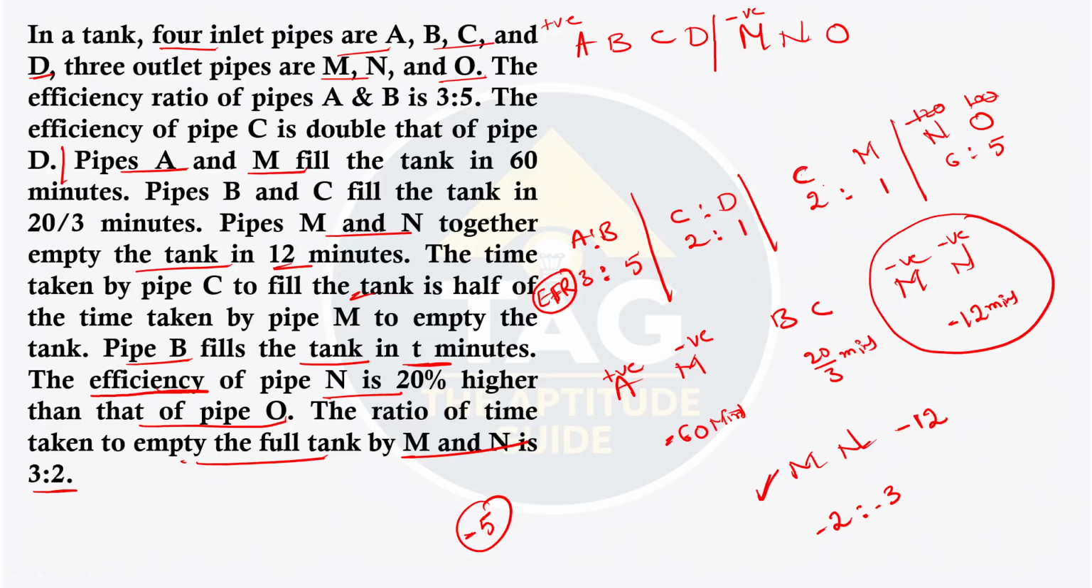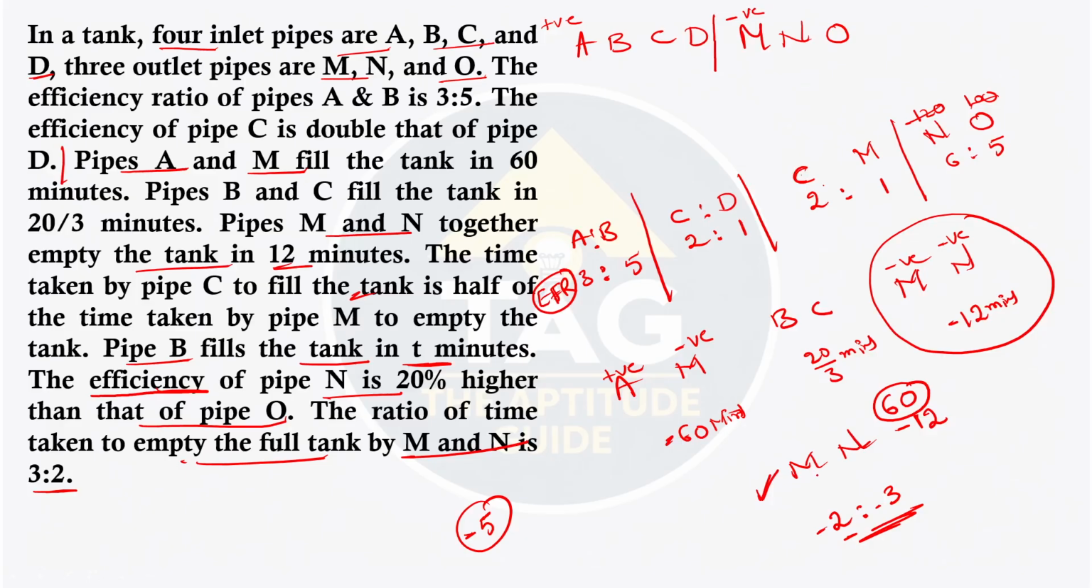So per minute, they can empty 5 units. If they work together for 12 minutes, the whole tank will be empty, which means the total work done can be considered as 60 units. So this can empty 2 units, this can empty 3 units per minute. Together they can empty 5 units per minute. So in 12 minutes, the total work will be 60 units. So we can understand it now.